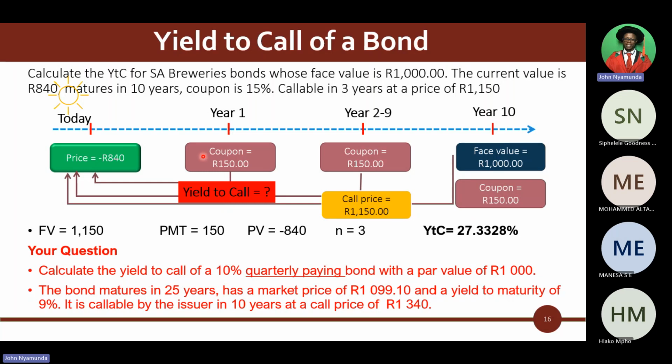Yield to call. Now we have a small difference. The FV, instead of being 1,000, is 1,150 at the call date. PMT still is 150. PV still 840. Our N, remember, we are trying yield to call, so we are at the period to call point, which is 3 years. You put this in your financial calculator, and the calculator gives you 27.3328.